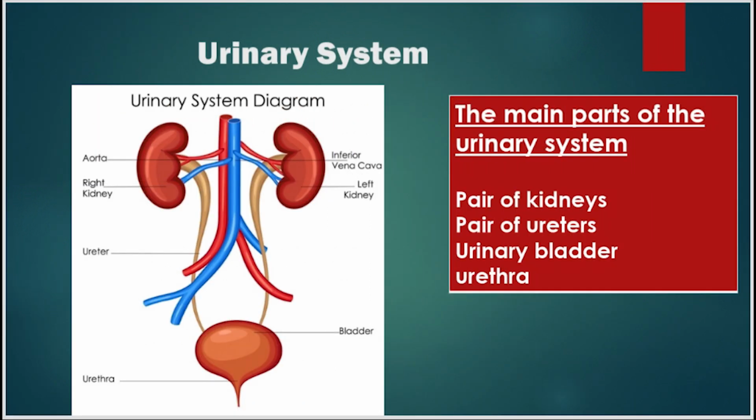The main organ that carries out nitrogenous excretion is the kidney. A pair of kidneys and the other organs are organized to form the urinary system. The main parts of the urinary system are a pair of kidneys, a pair of ureters, the urinary bladder and the urethra.